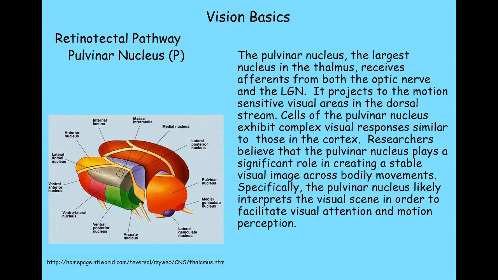Researchers believe that the parvolinear nucleus plays a significant role in creating a stable visual image across bodily movements, and we'll look at that a little bit later. Specifically, the parvolinear nucleus likely interprets the visual scene in order to facilitate visual attention and motion perception.